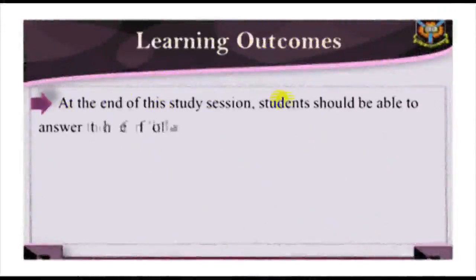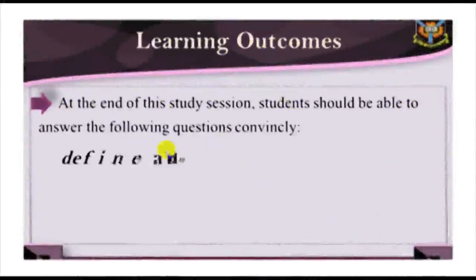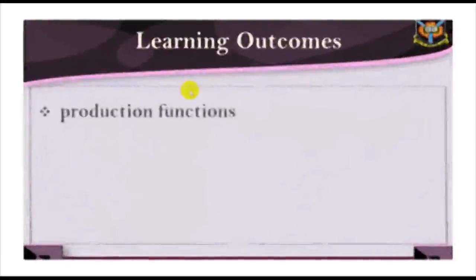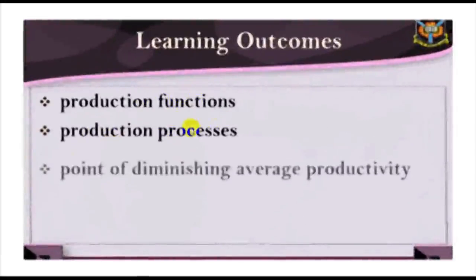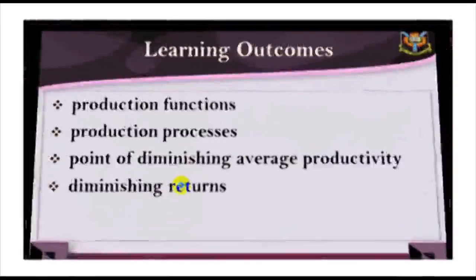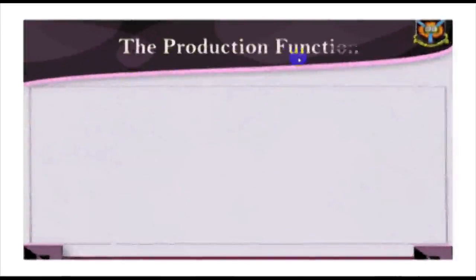Learning outcomes. When you have studied this session, you should be able to define and use correctly all of the key words printed in bold. That is, production function, production processes, points of diminishing average productivity, diminishing returns.